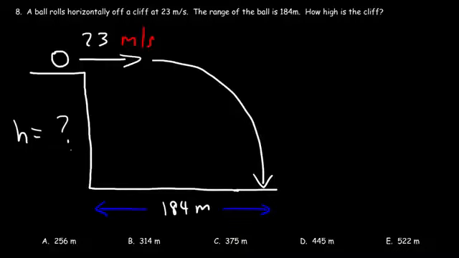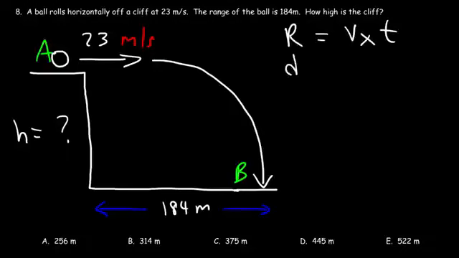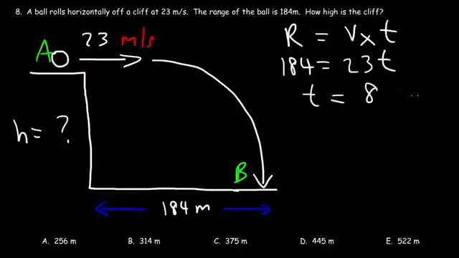Now the first thing we need to do is find the time of travel. How long does it take to go from point A to point B? So how can we figure that out? Well, we do have this equation. The range is equal to Vxt. The range is basically the horizontal displacement. We know d is equal to vt anytime an object is moving with constant speed. So we have the range is 184 meters, and we have the horizontal speed, which is 23. So now we can calculate the time. It's 184 divided by 23. So it takes 8 seconds for the ball to travel from position A to position B.